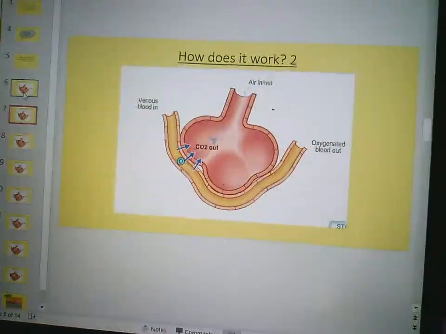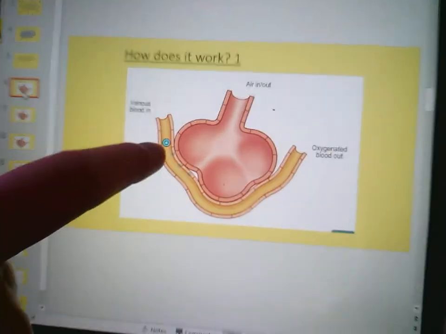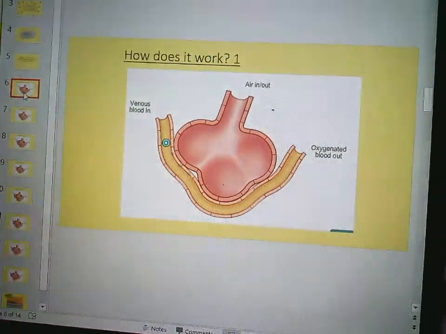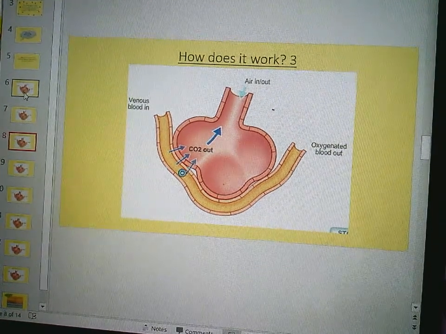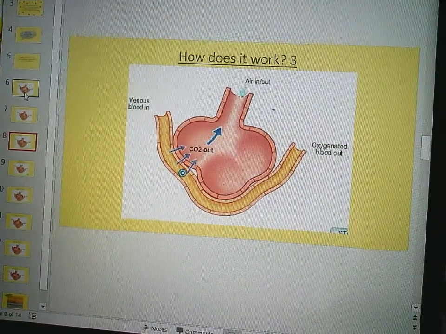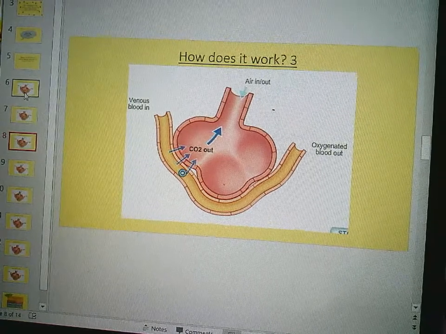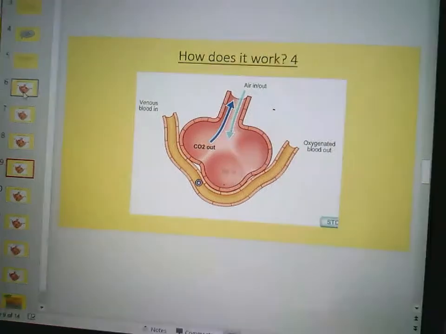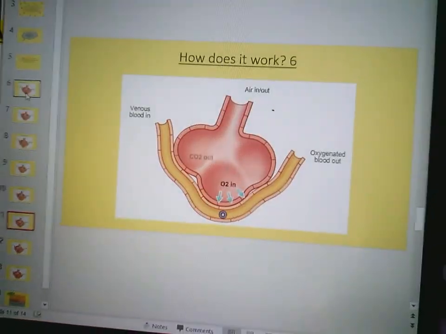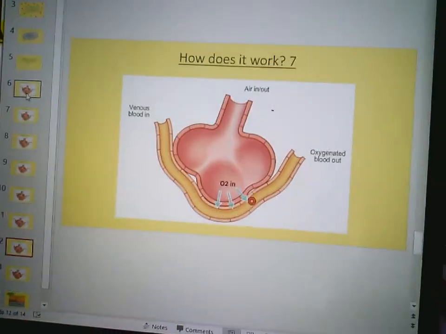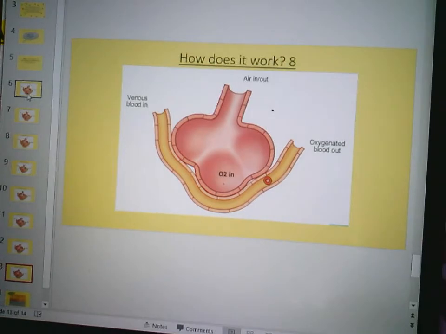So if I just go through that again, this is a red blood cell with carbon dioxide in. It gives the carbon dioxide to the alveoli, that travels out of our alveoli, ready to be breathed out. At the same time, the air we breathe in comes into our alveoli. The oxygen from that air is given into our capillaries, into our blood cells, and then carried around the body.